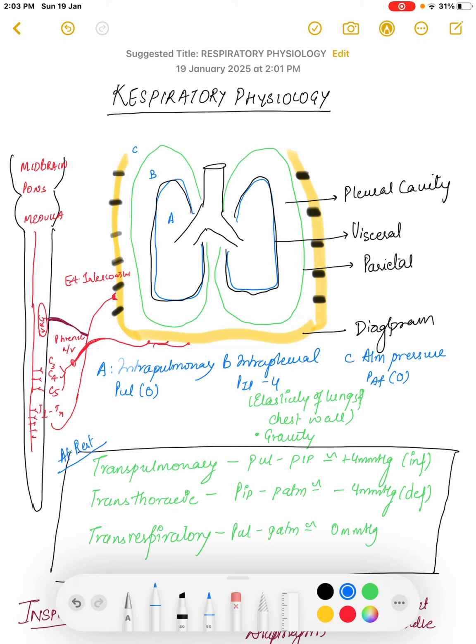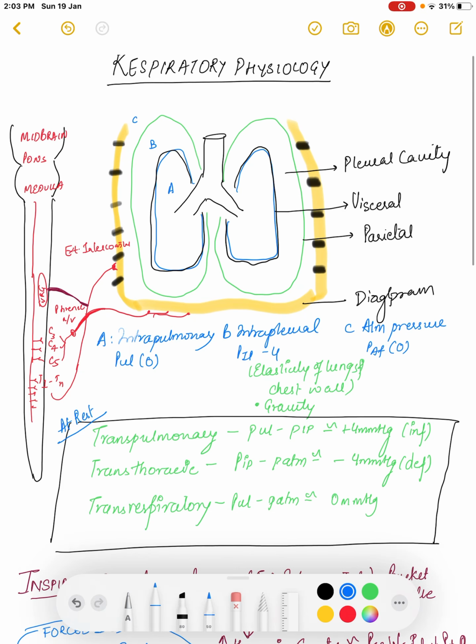Now, what is the process? How does it happen? There is a physiology behind it. This is the structure of a lung, where this is the trachea, and then we have the lungs, and this is the pleural cavity. This one is the visceral pleura, and this is the parietal pleura, and in between is the pleural cavity. This is the most important muscle, the diaphragm.